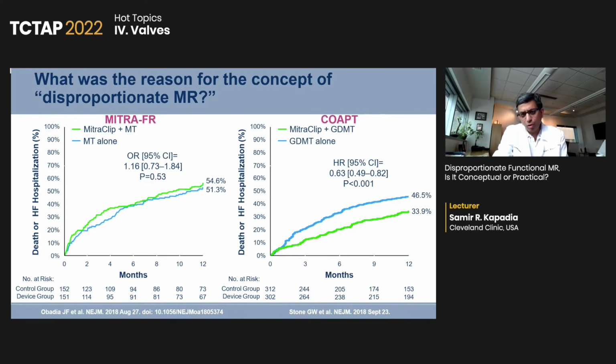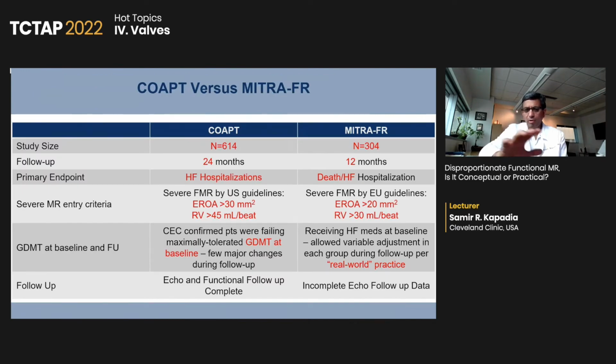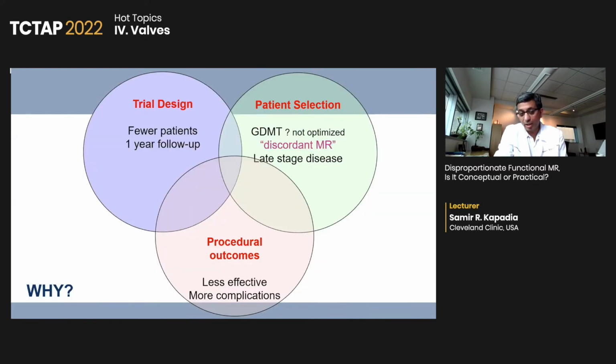As you all know, there are several reasons, including follow-up and number of patients, but people focused on the fact that the EROA was different and the regurgitant volume was different. EF was somewhat similar, but the size of the heart was different. So these were the reasons to understand whether this was the cause or not. As I point out here, the trial design was different, the patient selection was different, procedural outcomes were different. But one of the reasons was this idea of so-called discordant mitral regurgitation.